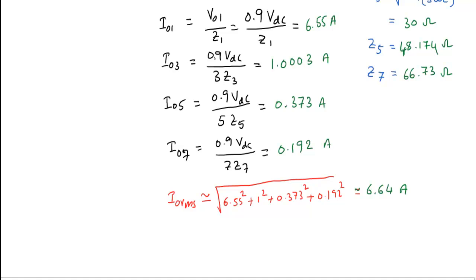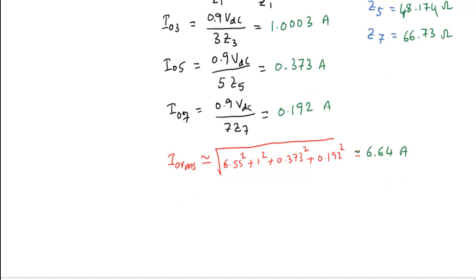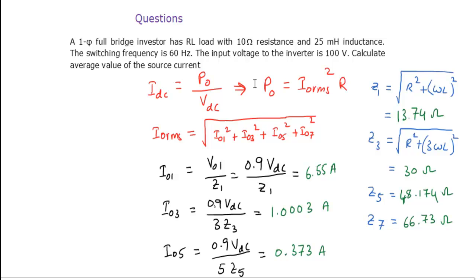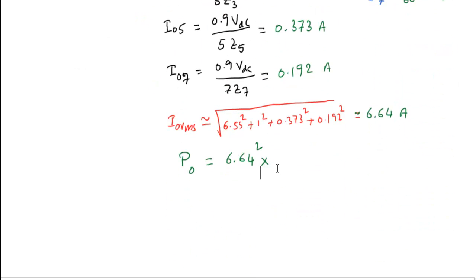So once you got this, then we need to proceed further. Proceeding further means we need to calculate the power consumed by the load, that is nothing but I square RMS value, that means 6.64 square into resistance, which is 10 ohm. So 10 ohm is the resistance, then it will give you the power. So we get 440.73 watts.